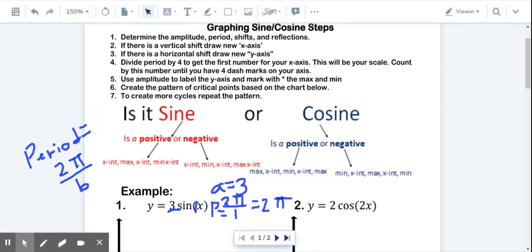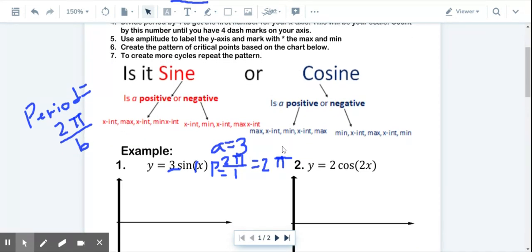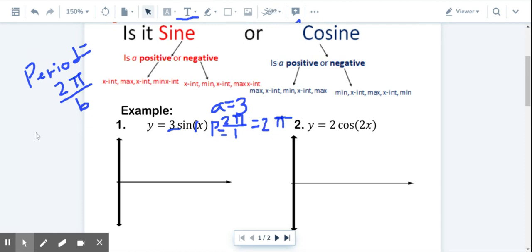Next, any shifts. Since we're not adding or subtracting anything, we have no shifts. And any reflections. Since A is positive, we do not have a reflection. So since we have no shifts, we can skip 2 because that says vertical shift, and we can skip 3, horizontal shift. So we'll skip those steps. For number 4, divide the period by 4 to get your first number for your x-axis. So 2 pi, I want to divide this by 4. I'm going to do this in another color.